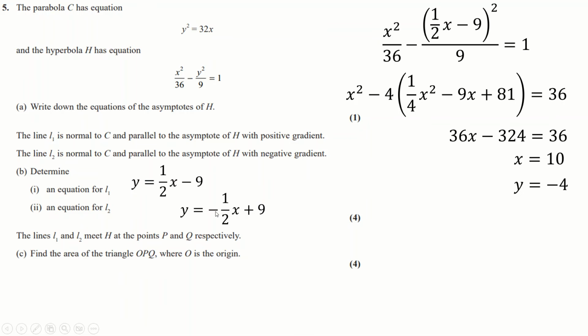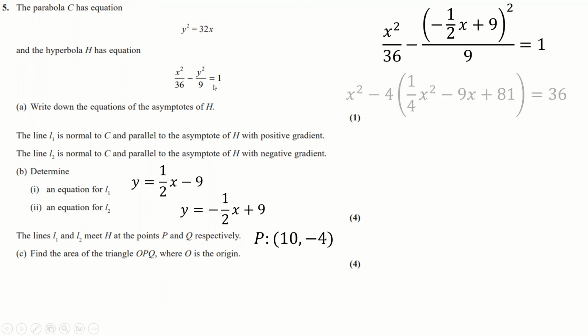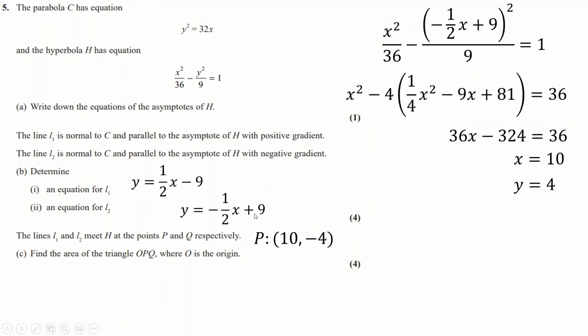And the other one, we just put this into the hyperbola. And we'll get the same kind of thing. Everything works out exactly the same. We get x is 10 again, which actually just means that y is plus 4, looking at that. Good, so we have these two. Let's draw it very quickly.